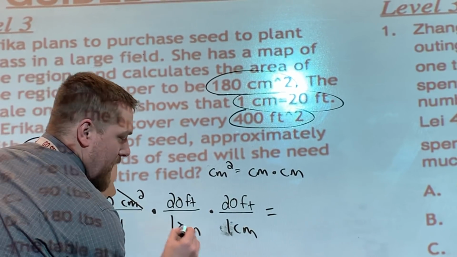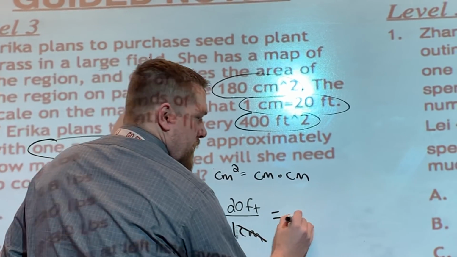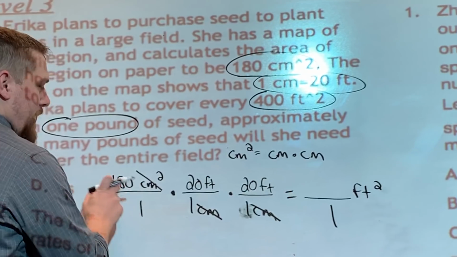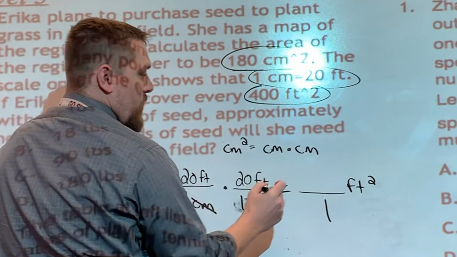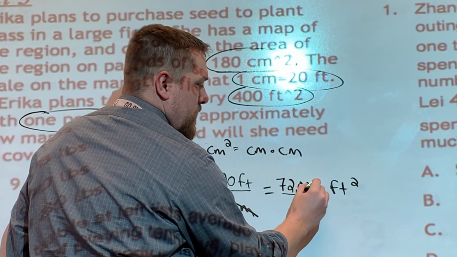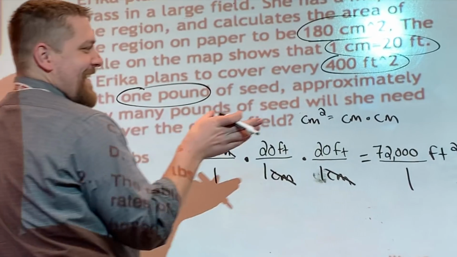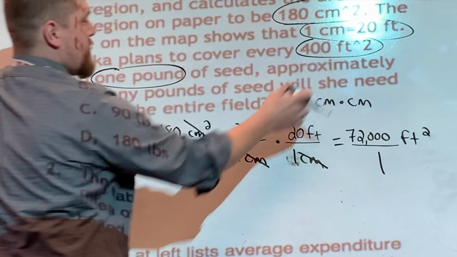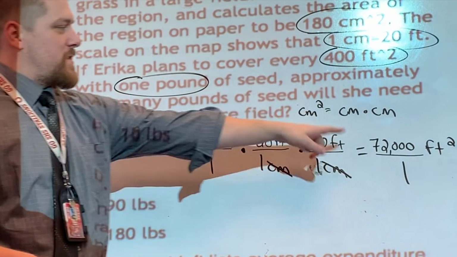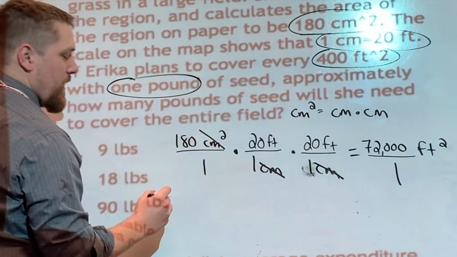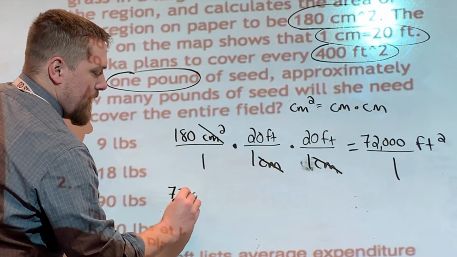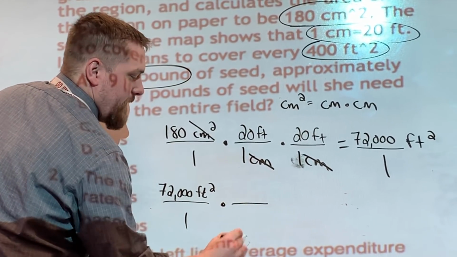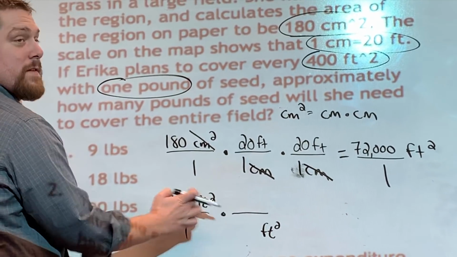centimeters squared cancels out with these 2 centimeters, leaving me with a 1 on the bottom. Feet times feet is feet squared. And then 180 times 20 times 20 is 72,000 feet squared. Now that I have feet squared, I can now use my other conversion, 400 feet squared for 1 pound, to switch the feet squared into pounds. So I'm going to start with my last answer. 72,000 feet squared over 1 times, now in this case, feet squared has to be on the bottom in order to cancel these 2 out.